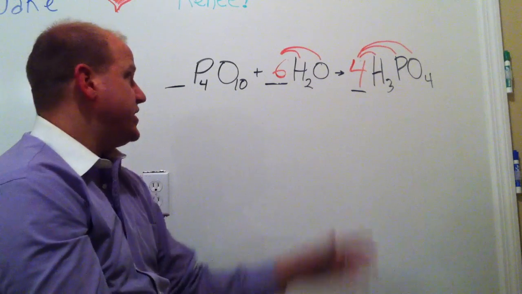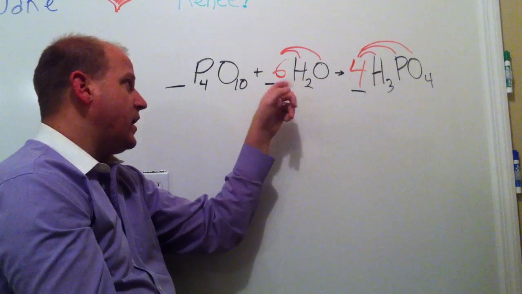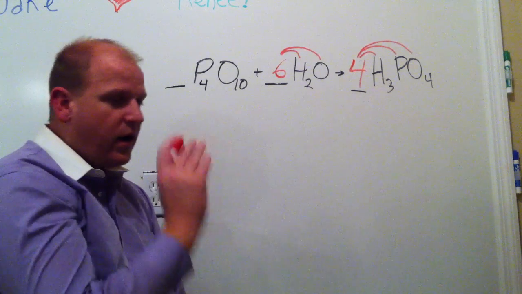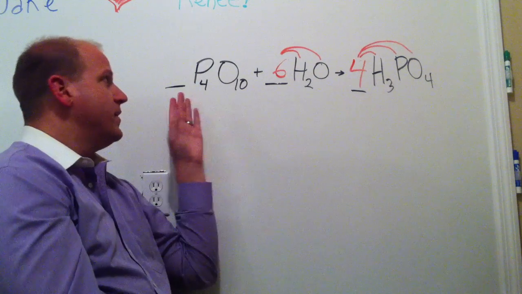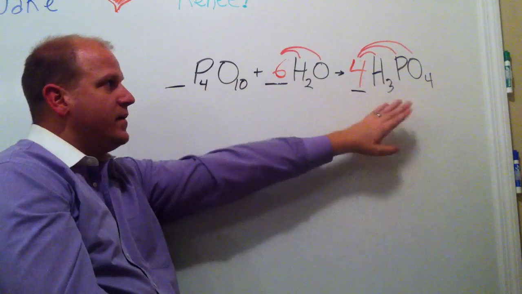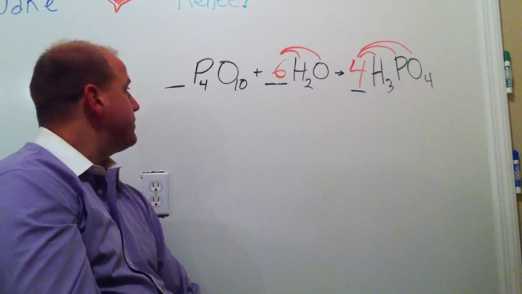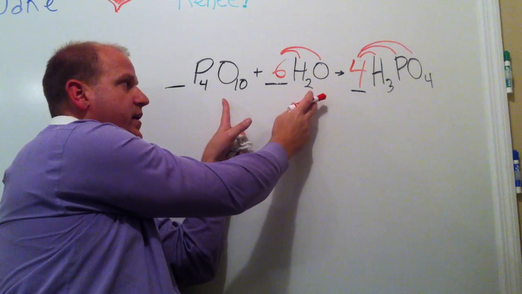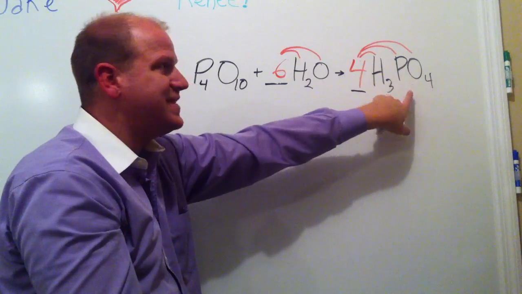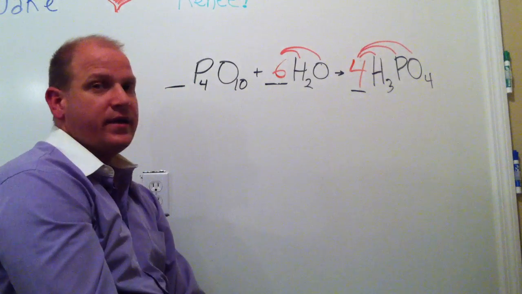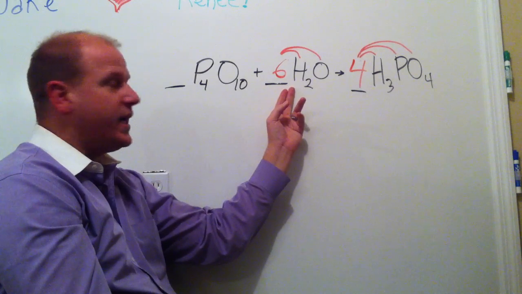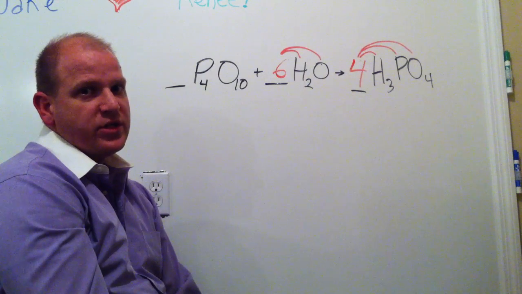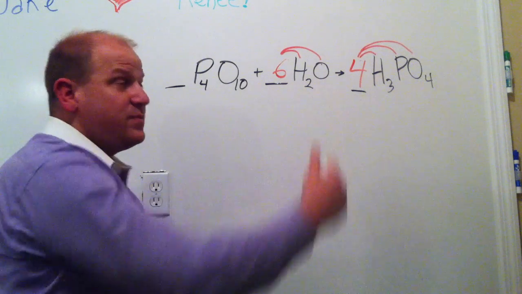So then I need to look at my hydrogen. I've got 12 hydrogen on my reactant side, and I've got 12 hydrogen on my product side. We could say it's balanced, but always, always, always double check your answers. Potassium: 4 on my reactant side, 4 on my product side. Oxygen: 10 plus 6, so 16 on my reactant side, and 4 times 4 gives me 16 on my product side. Hydrogen: 12 on my reactant side, and on my product side, 4 times 3 gives me 12 hydrogen. So this is balanced.